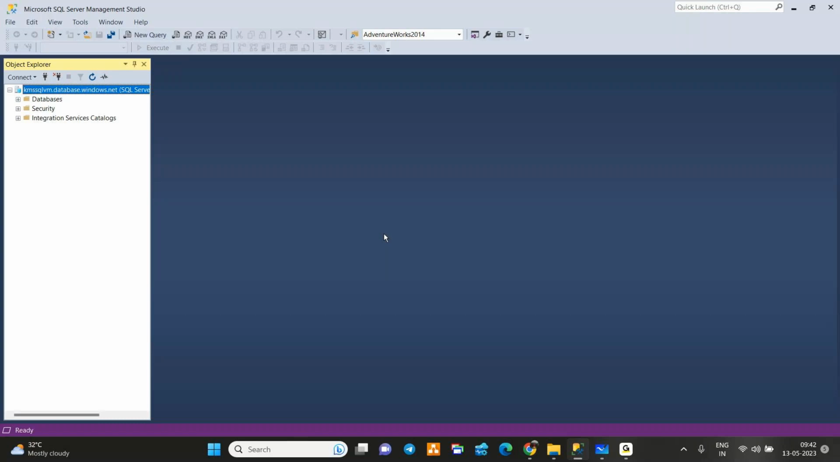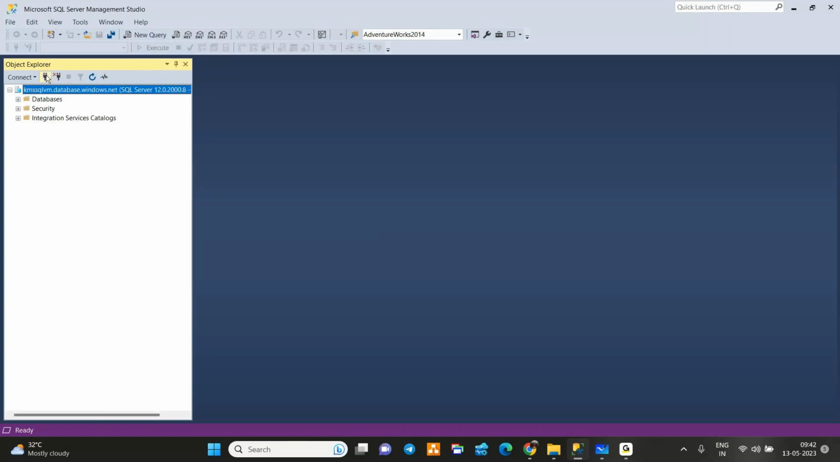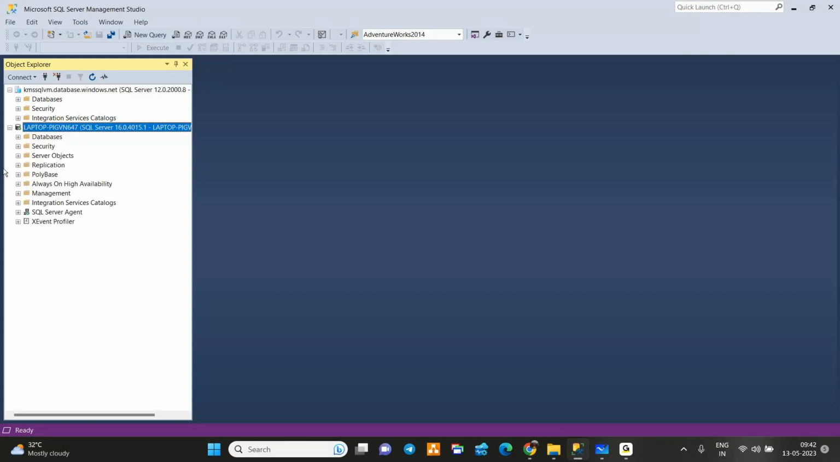Now, this is how your on-premises looks like. SQL on Azure VM looks like this. Even MI will also look the same. But when you go for Azure SQL database, this is how your logical server looks like. You will only see databases, security, and integration services catalog.